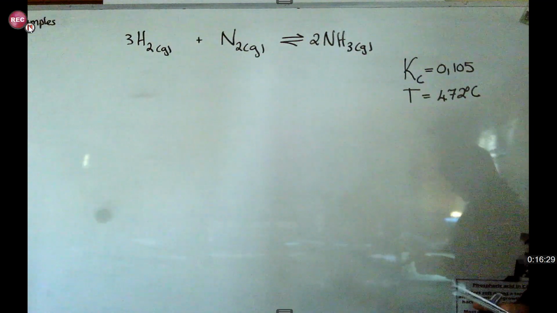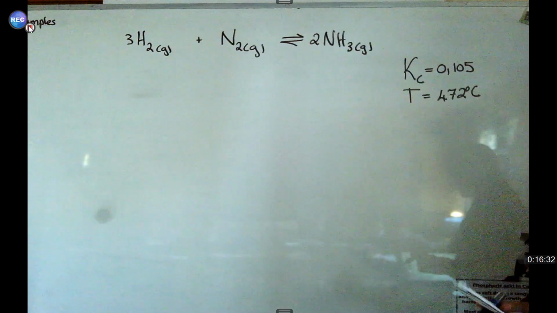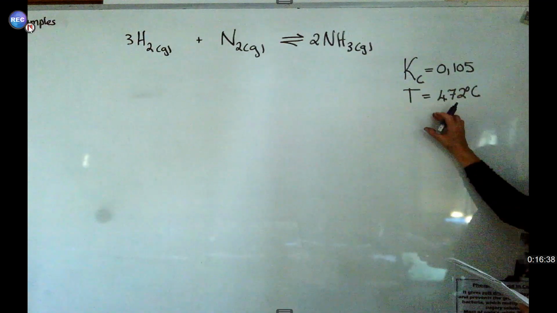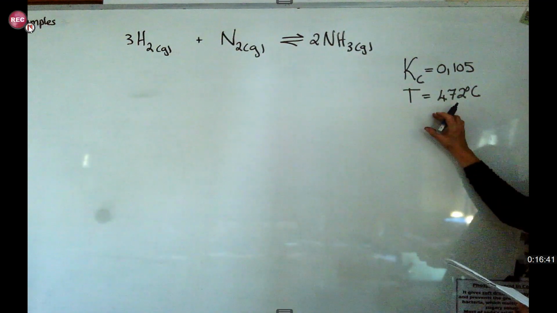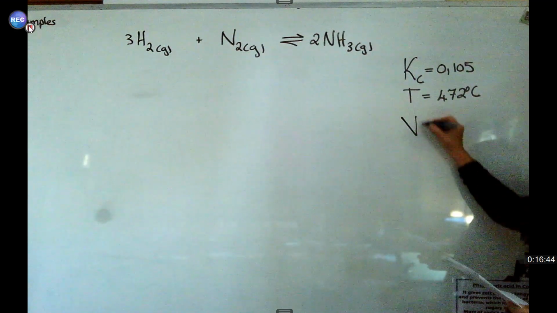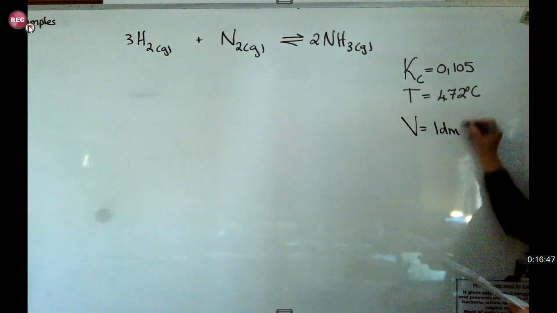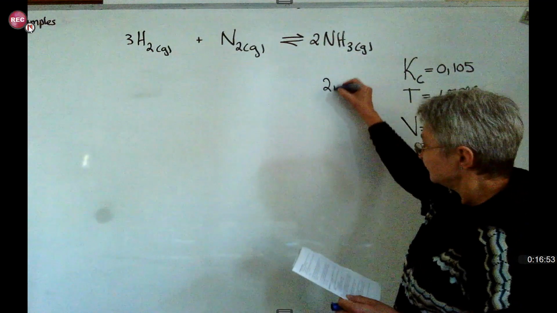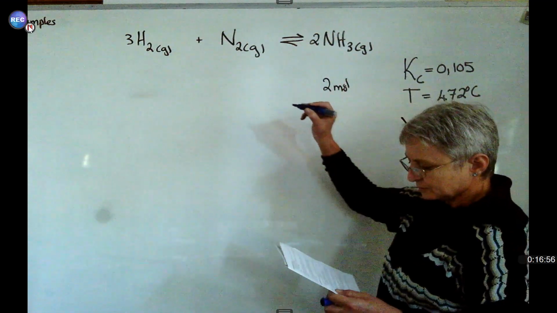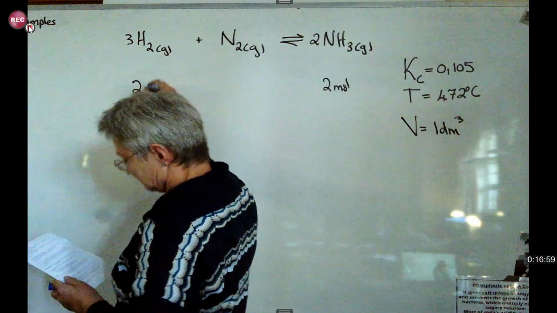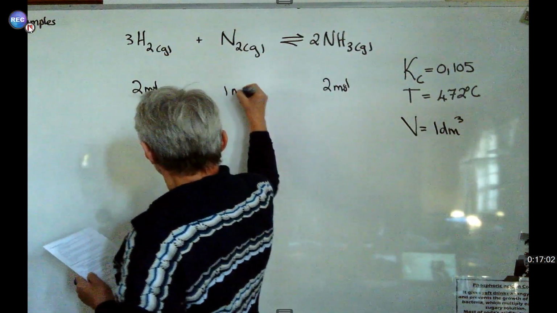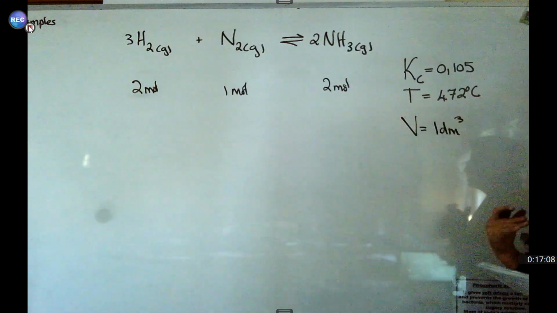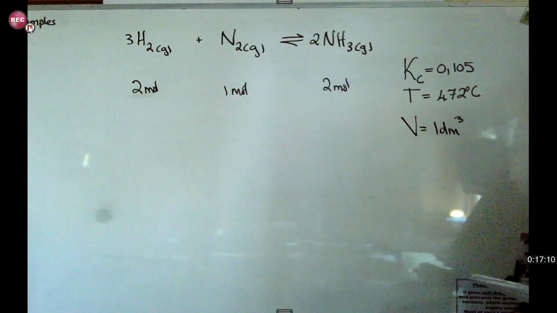The Kc for preparation of ammonia from hydrogen and nitrogen at 472 degrees Celsius is 0.105. It was found that the reaction mixture in a 1 cubic decimeter container contained 2 moles of ammonia and 2 moles of hydrogen and 1 mole of nitrogen. So this is the situation. Has the reaction reached equilibrium is the question.